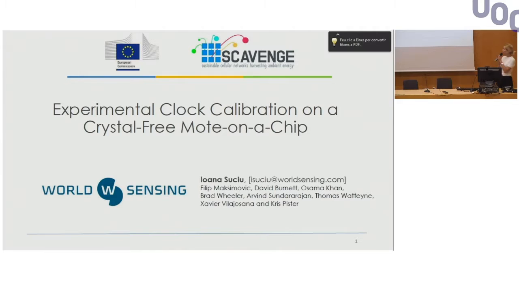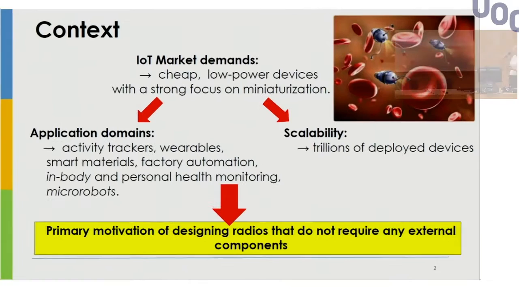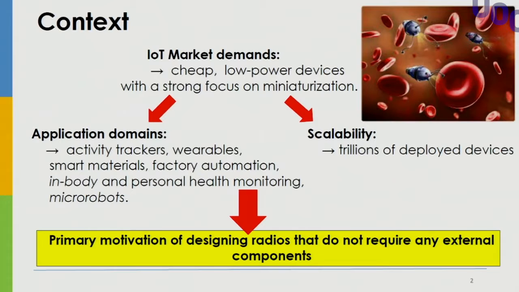So, why did we conduct this study? It's because the IoT market demands shift towards a strong focus on miniaturization, on having devices as small as possible for enabling applications such as activity trackers or wearables, in-body sensors or personal health monitoring, or even applications such as micro robots, artificial brains. Well, we focused on designing radios that do not require any external components, and we will see why.